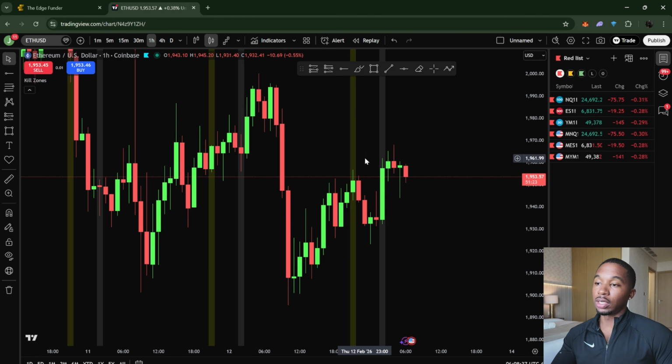And what kill zones does, you see it populated like this yellow line and this white line. This shows me clearly that this is when London session started. The yellow line for me, based off my settings, shows me exactly when London session started. The white line shows me exactly when New York session started.